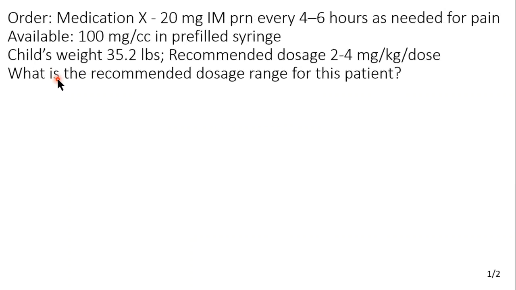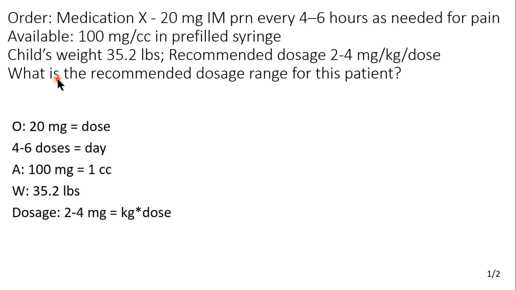We have an order for medication X, 20 milligrams IM PRN every 4 to 6 hours as needed for pain. Available is 100 milligrams per cubic centimeter in a pre-filled syringe. The child's weight is 35.2 pounds. The recommended dosage is 2 to 4 milligrams per kilogram per dose. What is the recommended dosage range for this patient?